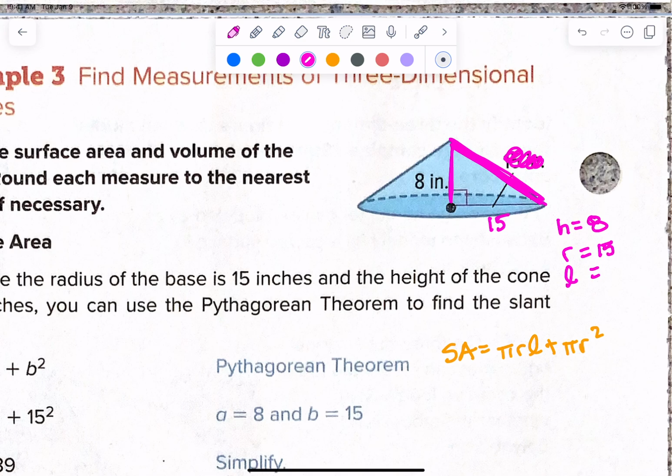So we need to know this slant height. This is what we don't know. How can I find him? A squared plus b squared equals c squared. This is a right triangle, right? So 8 squared plus 15 squared equals c squared, okay?